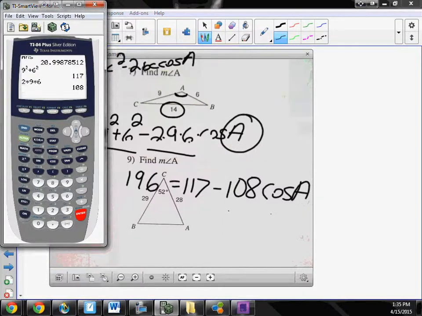Everybody get what I did? That's the formula. Formula uses subtraction. Good point. All right. So, how do I solve for A? Well, I need to move over this and this. Which one gets moved first? 117, it is addition, it's positive, so we're going to subtract. So 196 minus 117 is 79.